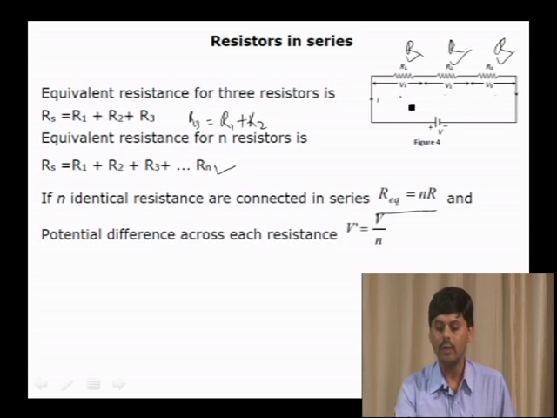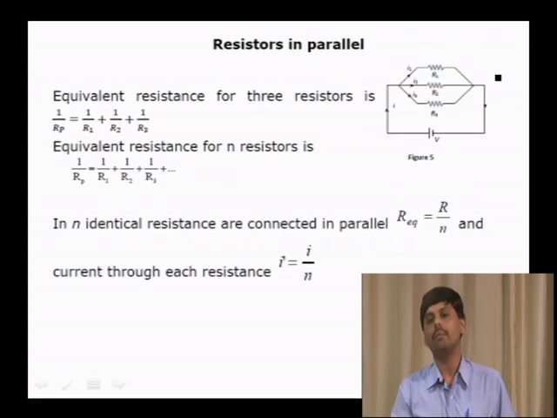Similarly, how are you going to calculate the voltage across each resistor? The total voltage, whatever we have given, the voltage across an individual resistor, that is V dash, is equal to V divided by N. Suppose you are connecting 3 resistors and the total voltage is 12. 12 divided by 3 gives 4 volts each. It means the voltage is divided equally when equal resistors are connected.